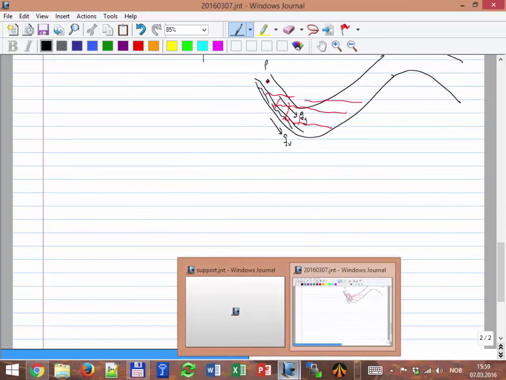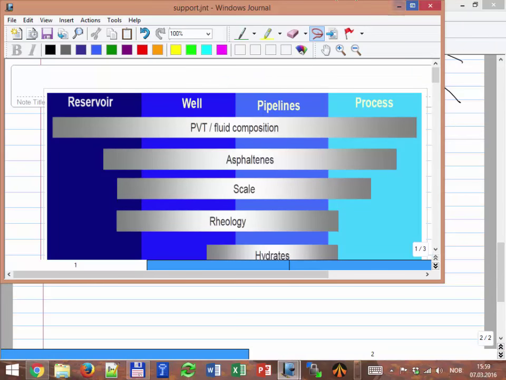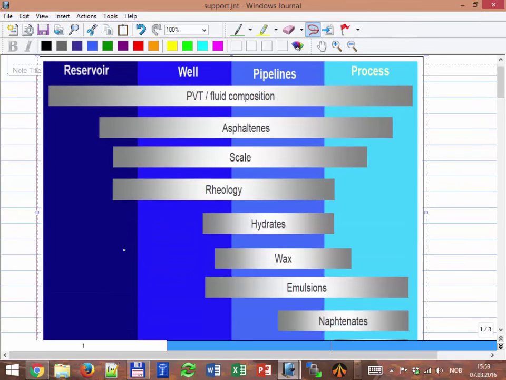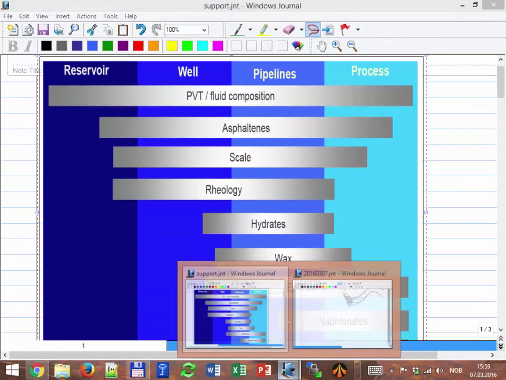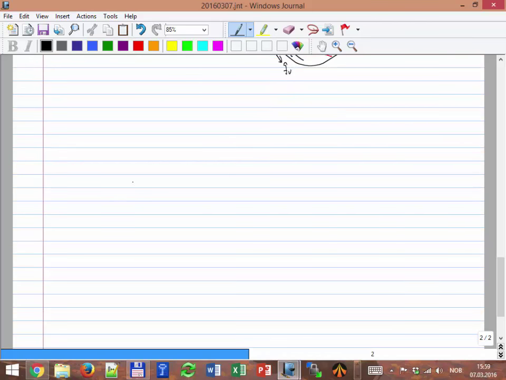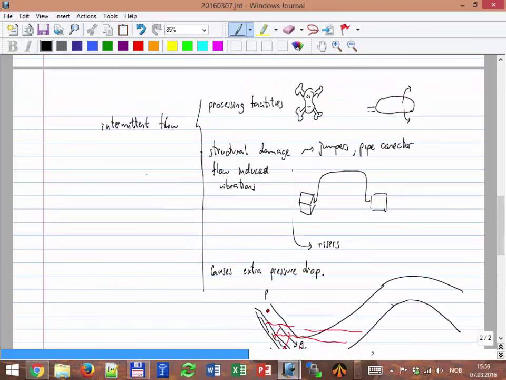Now, there are other things, and here we go to this particular flow assurance part. So that's a transient, okay, intermittent flow or transient flow.